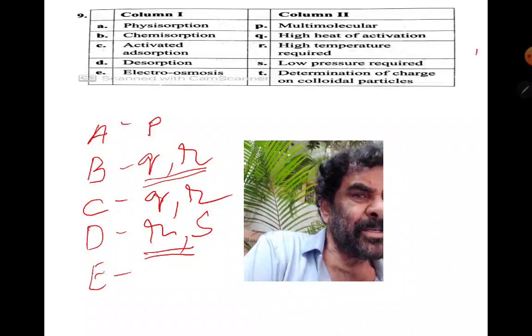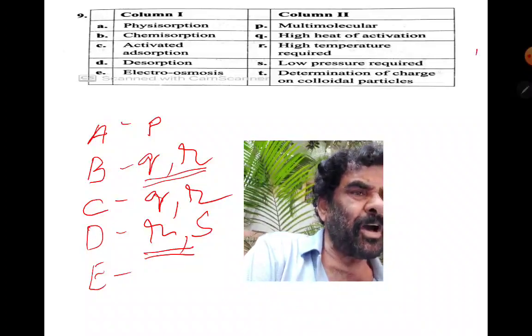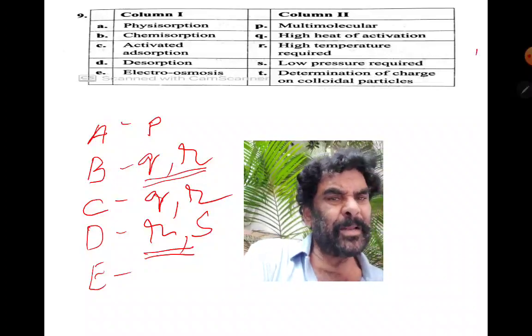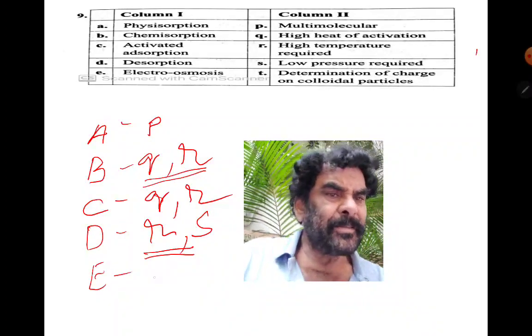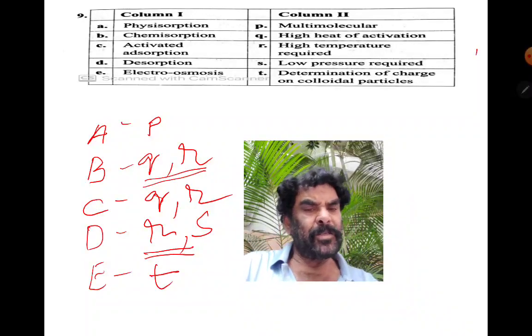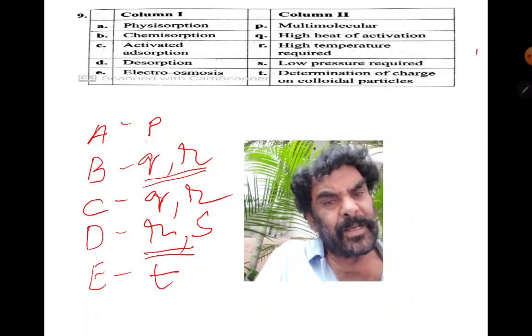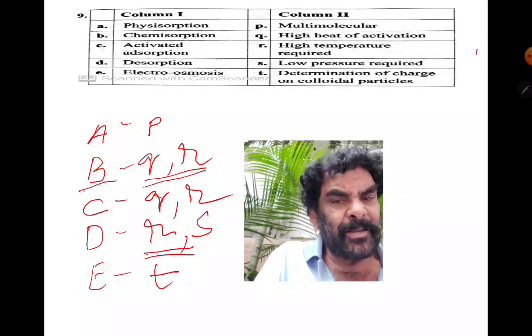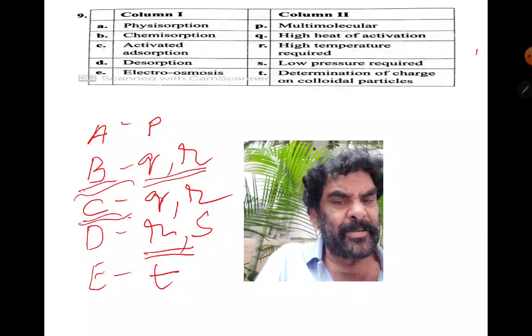And the next one is electroosmosis. Yes, determination of the charge on the colloidal particles. That is electroosmosis. So for B and C, more than one is correct.